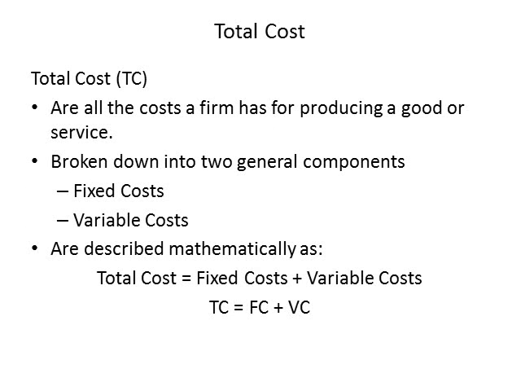The total costs for a firm are all the costs involved in producing a good or service. Total costs are broken down into two general components. One, fixed costs, or costs that the firm must pay whether or not it produces a good or service. The words fixed costs are often abbreviated FC. Two, variable costs are the costs that the firm must pay if it produces a good or service.